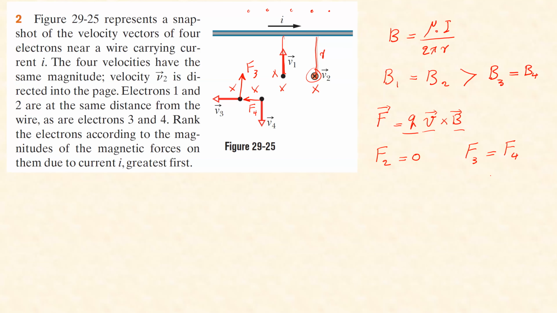And V1 is the same as the other ones, but the first electron is moving in a larger magnetic field. So it has larger B, therefore F1 is greater than F3 and F4. And then these are larger than F2, which is 0. So this is the ranking.